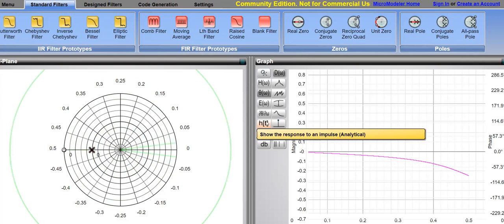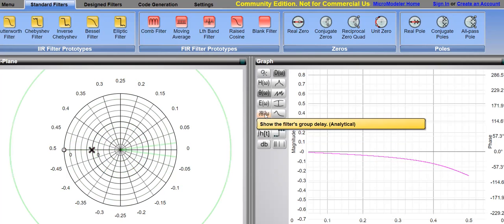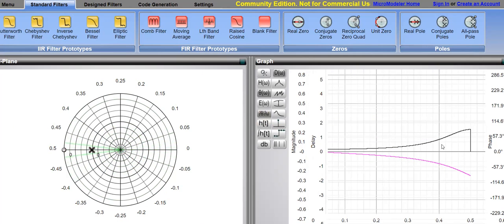Okay, what about the group delay? You will find there is a group delay portion. This black one is the group delay. You can change it, and as I put it in the center, you can find that the group delay is constant. Whenever you have the non-linearity, you'll find that the group delay is changing.